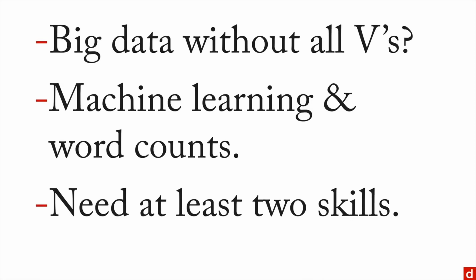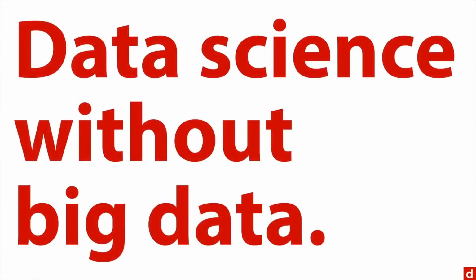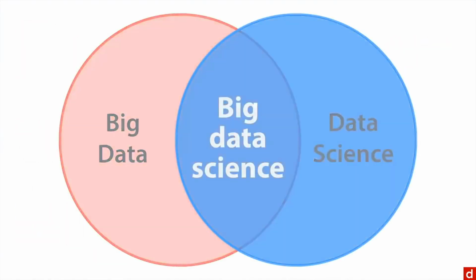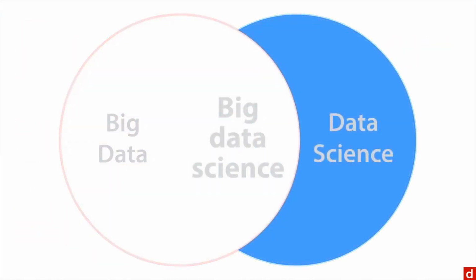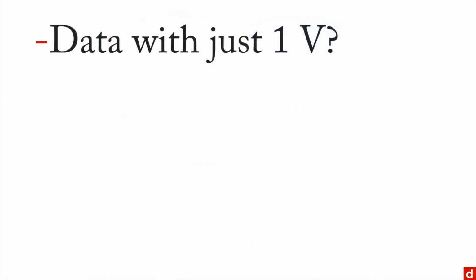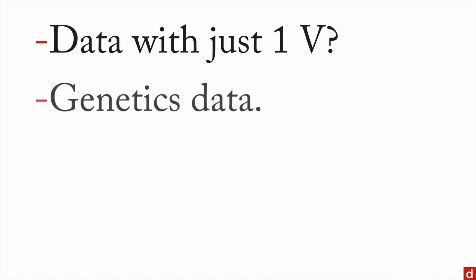So how about data science without big data? That's the right side of this diagram. Well, to make that happen, you're probably talking about data with just one of the three V's from big data. So either volume or velocity or variety, but singly. So for instance, genetics data, you have a huge amount of data and it comes in a very set structure and it tends to come in at once. So you've got a lot of volume and it's a very challenging thing to work with. You have to use data science, but it may or may not count as big data.